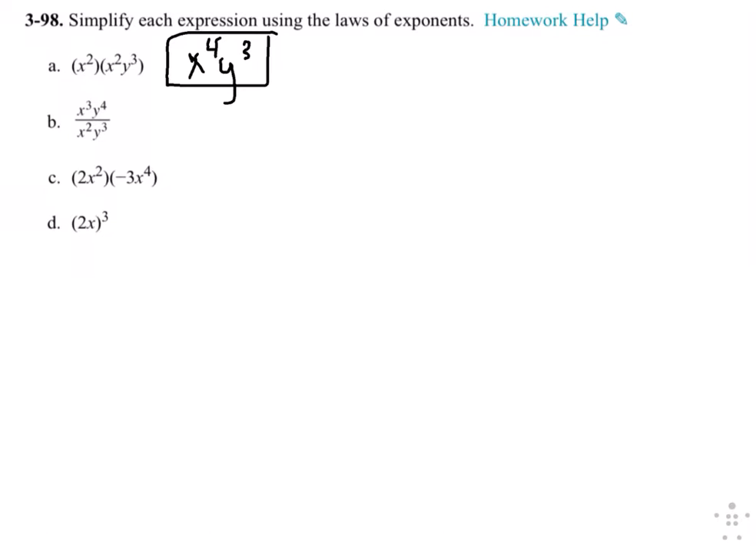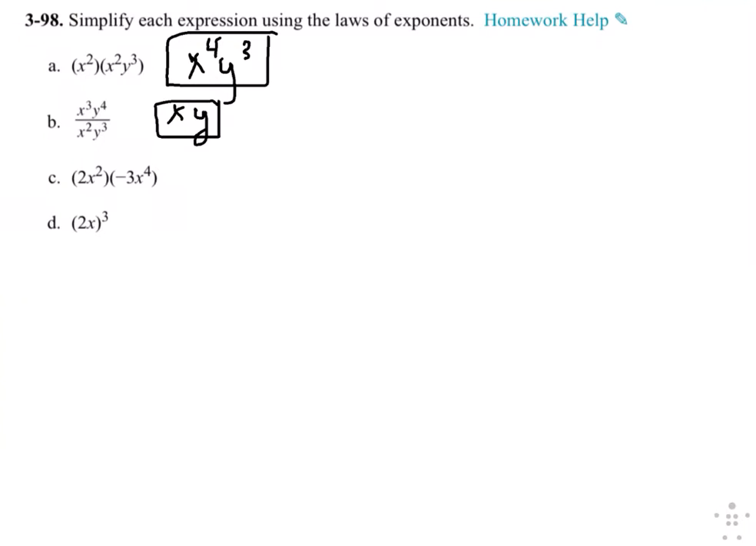For B, I have 3 x's in the numerator and 2 in the denominator. So that's an x left in the numerator, x to the first, right? And then I have 4 y's in the numerator and 3 y's in the denominator. So that's 1 y left in the numerator. So I have x, y.